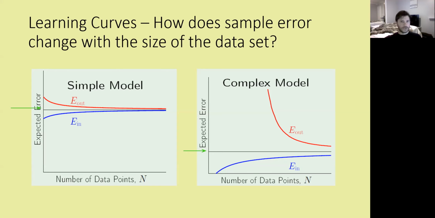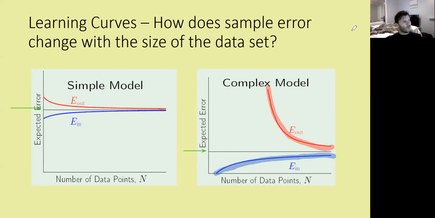However, you'll notice with the complex model that out-of-sample error starts really, really high, for a very low number of data points. It's hard for a complex model, in terms of out-of-sample error, to predict well if you're training it on very few data points. So it starts very high, but as we increase the number of data points, you'll notice that out-of-sample error does converge towards that expected error as well as the in-sample error.